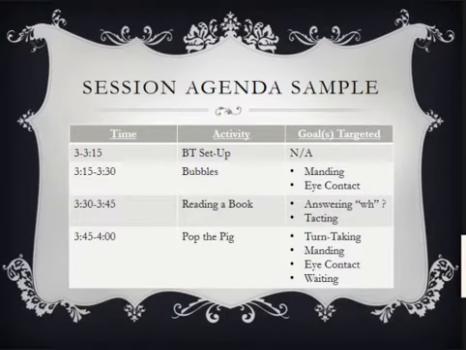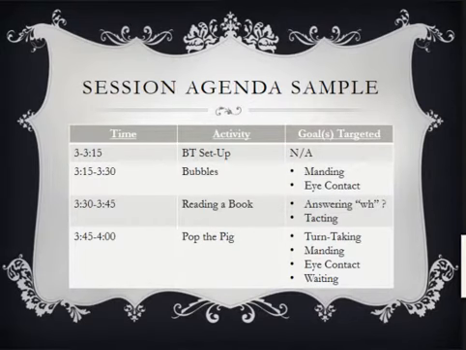So we put up a session agenda sample. This is something you guys would use for yourselves to help you in structuring your session and knowing what you want to do. First 15 minutes, you're going to set up, get your data sheets out, look through the binder, look through the summary sheet, make sure you know what programs you want to target. 15 minutes after that, you're going to do bubbles, let's say, and work on manding and eye contact. 3:30 to 3:45, you're going to pull out a book and work on answering WH questions, tacting. Those are going to be different for every client. It's going to be client specific, but just an example of what it would look like.